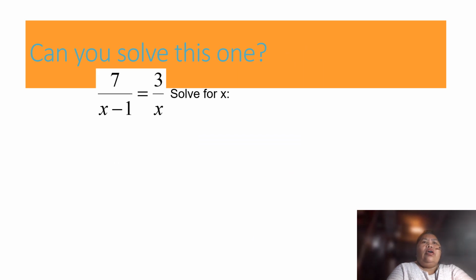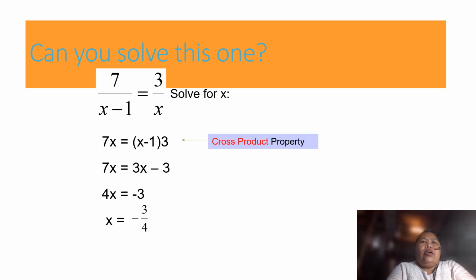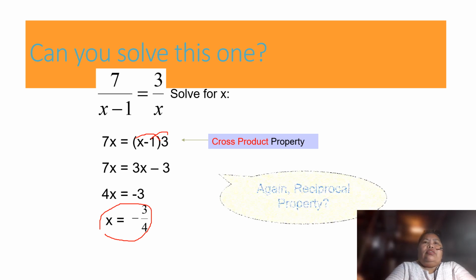Okay, another: we have 7 over x minus 1 is equal to x over 3. So solve for x. Using the cross product property here, 7 times 3 equals x times x minus 1. Then you need to distribute. So that's why we get 3x equals to 1. Combine 7x minus 3x is equal to 4x. It's negative 3. Therefore, x is equal to negative 3/4.